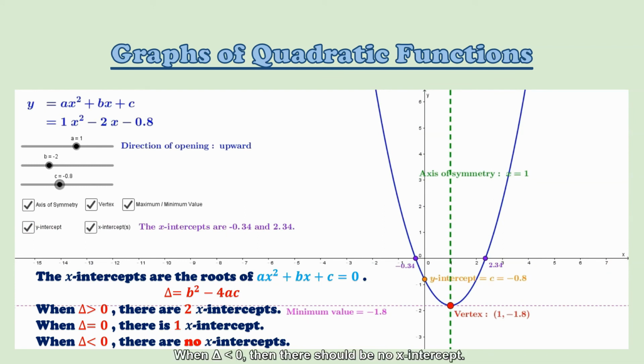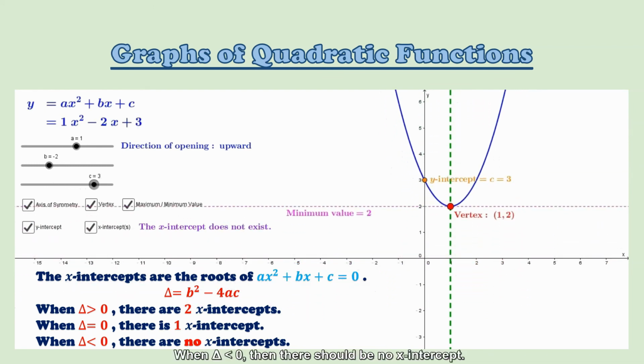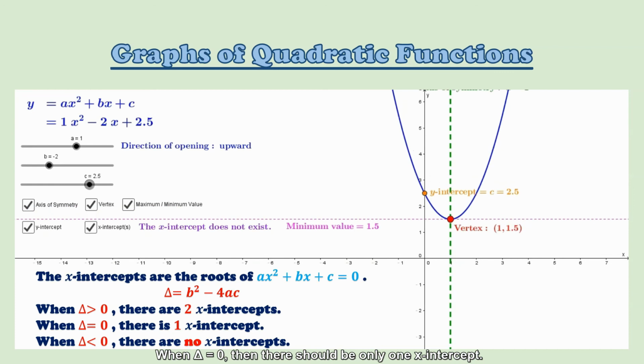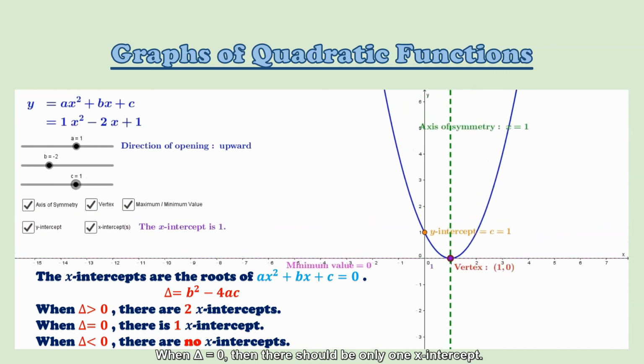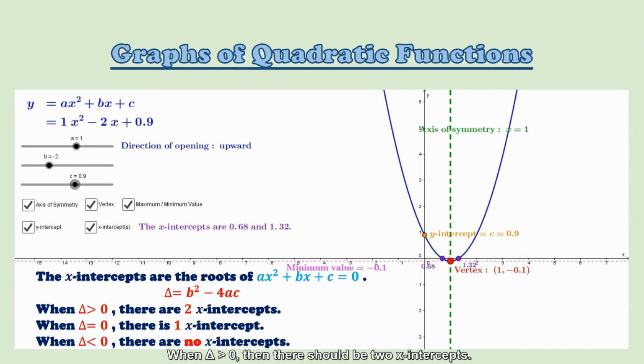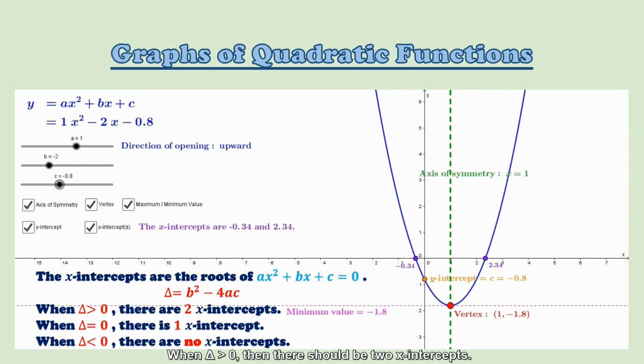When the discriminant is smaller than 0, then there should be no x-intercept. When the discriminant is equal to 0, then there should be only one x-intercept. When the discriminant is positive, then there should be two x-intercepts.